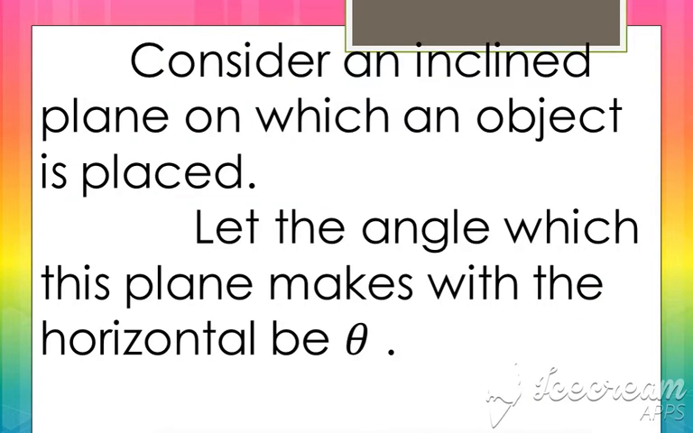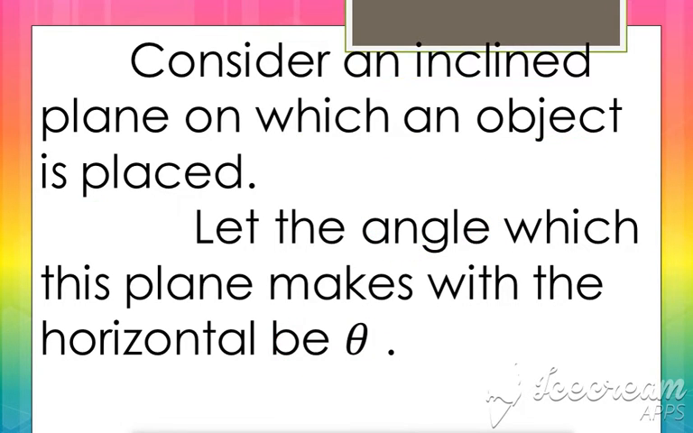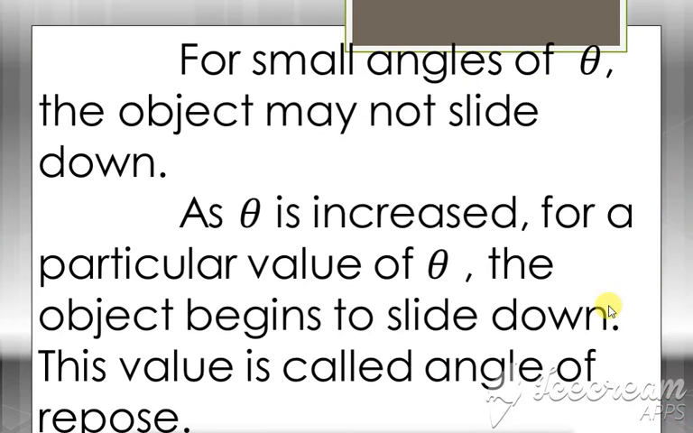Next we have the paragraph for this. The first paragraph is given as: consider an inclined plane on which an object is placed. So you place an object on the inclined plane. Let the angle which the plane makes with the horizontal be theta. These are the first two points. Then, for a small value of theta, the object may not slide down. As I have told you, this is the horizontal and this is the inclined plane, so this is the angle theta, is it not?